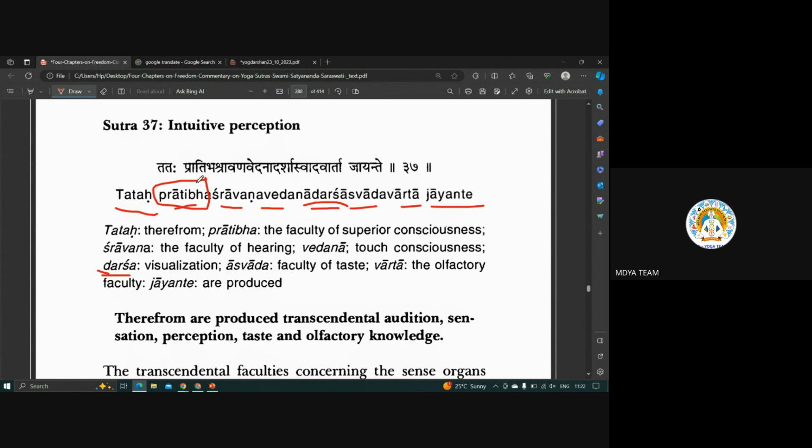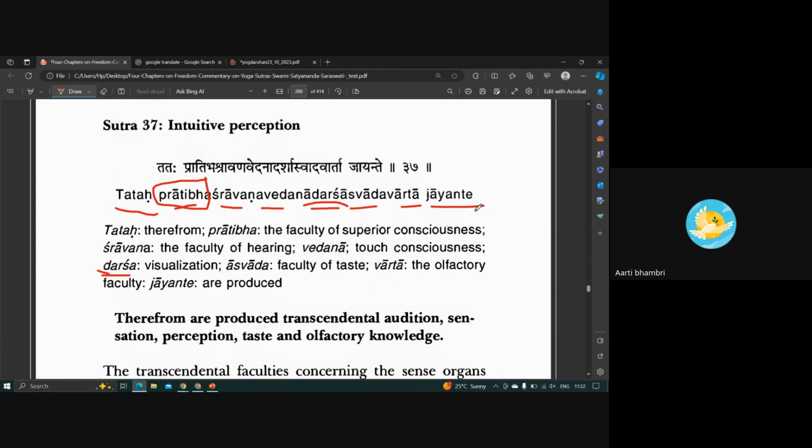Pratibha knowledge is equal to the Viveka Khyati. And next, five you understand as the sequence of the tanmatras. Yes, one of you please let me know the sequence of the tanmatras.